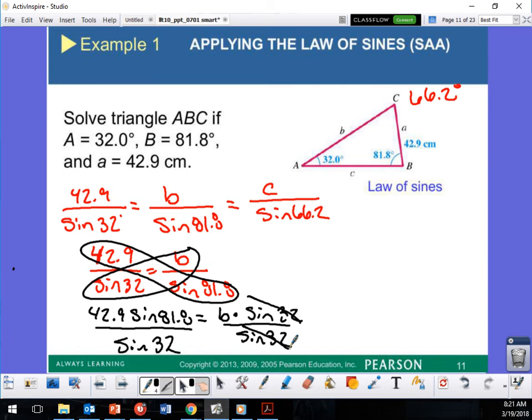And once you get B by itself, what could I do? Put it in the calculator, right? Okay, so at this point is where I can put it in the calculator. Now, if you notice something right here, what mode does my calculator have to be in? Degrees. Very good, because all my angles in the triangle are measured in degrees.